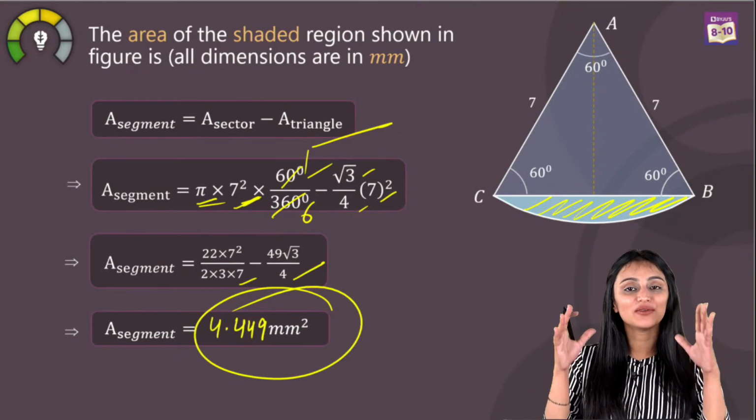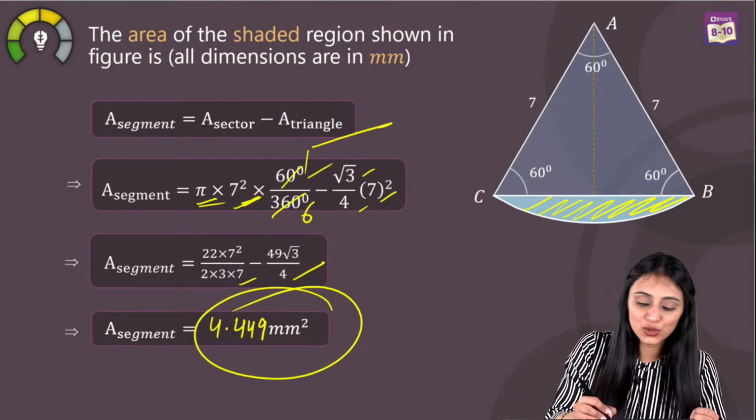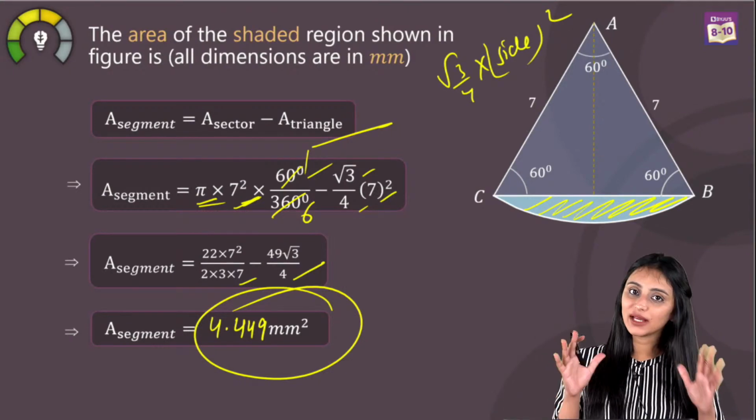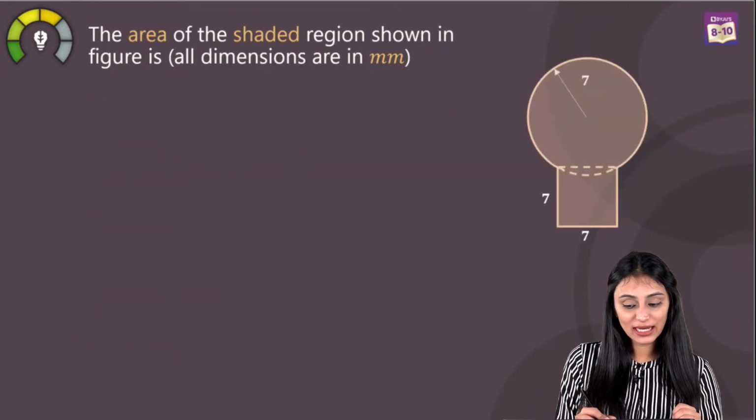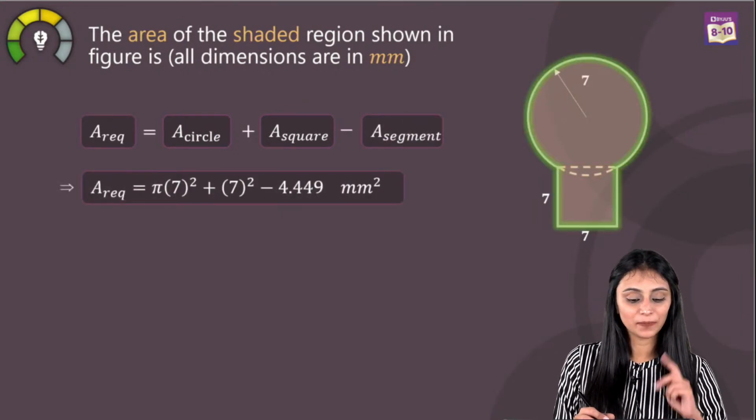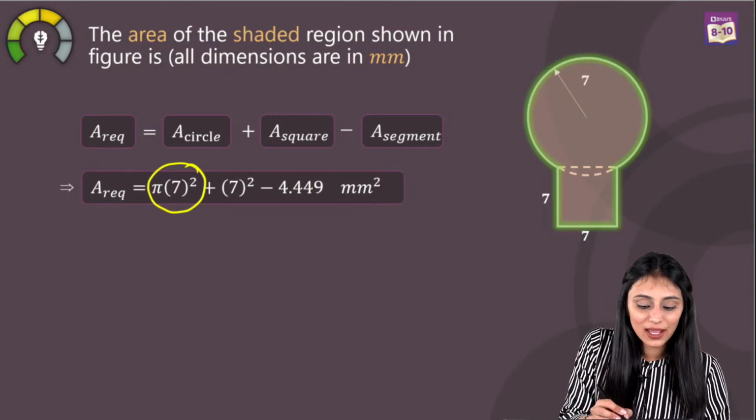So we have got the area of segment from here. Formula of equilateral triangle, that's root 3 by 4 into side square. So we have the area of segment now. Now what I need is, I simply have to find out the area of circle, area of square, and I'm going to subtract the area of segment from there. Right? So area of circle is what? That's pi r square. What is r? R is 7.